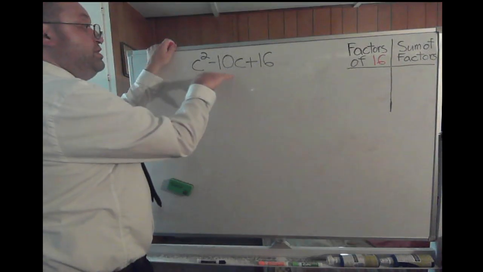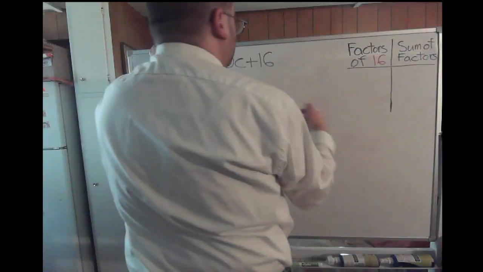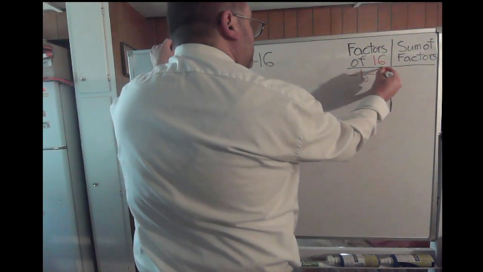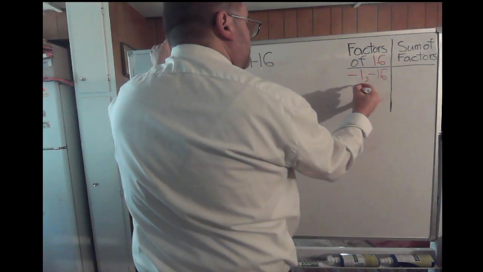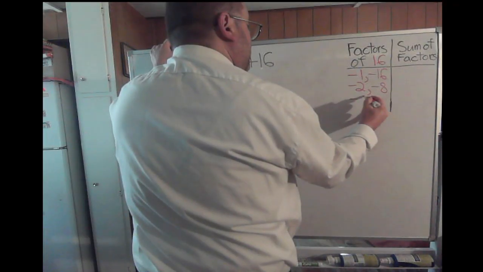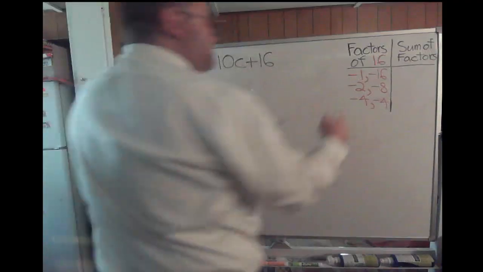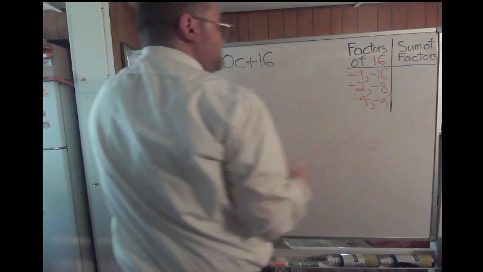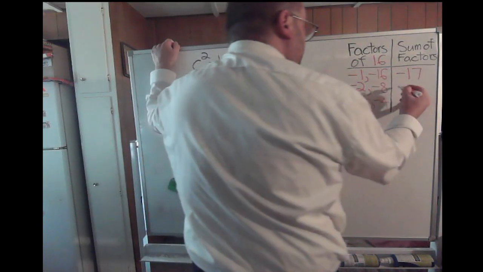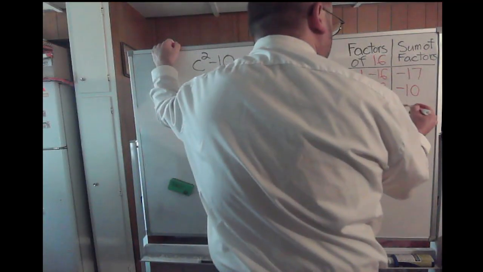Since your sign in the middle term is negative, that means you're going to need to take negative factors of 16. So factors of 16 that are negative would be negative 1, negative 16. What else? You would get negative 2, negative 8. Then you would get negative 4, negative 4. If you add negative 1 and negative 16, you would get negative 17. If you add negative 2 and negative 8 together, you get negative 10. If you add negative 4 and negative 4 together, you get negative 8.